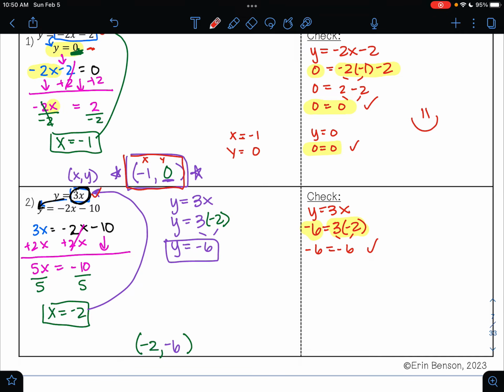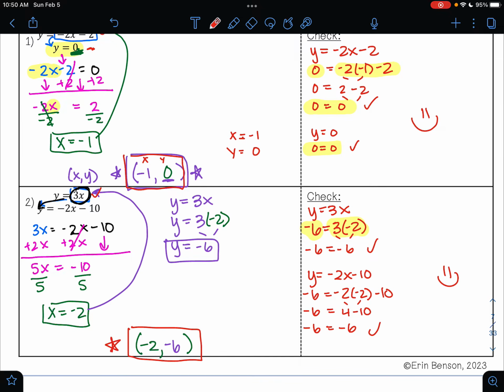Now let's check the bottom equation. That bottom equation is y equals negative 2x minus 10. We solved for y and got negative 6. We solved for x and got negative 2. I've got to use the order of operations. Negative 2 times negative 2 is positive 4. 4 minus 10 is negative 6. Does negative 6 equal negative 6? Yes. So we have done everything correctly, and these two lines will meet at the point negative 2, negative 6.